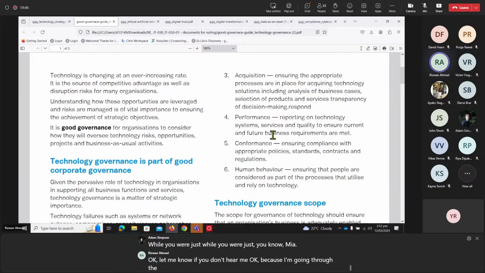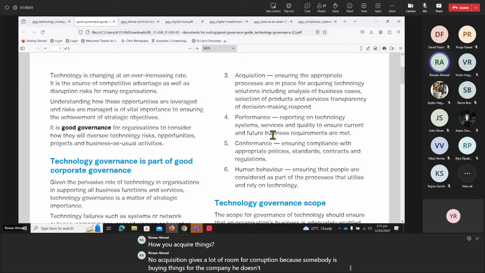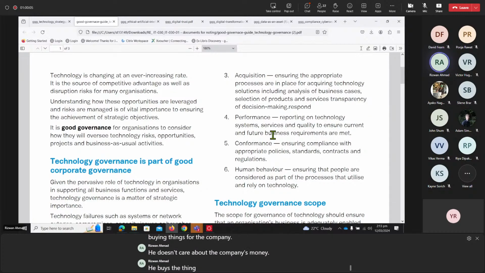The third thing is acquisition. You want to make sure that you have a process in place for how you acquire things. Acquisition gives a lot of room for corruption, because somebody is buying things for the company. He doesn't care about the company's money. He just buys the thing.